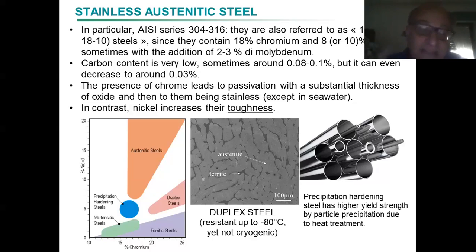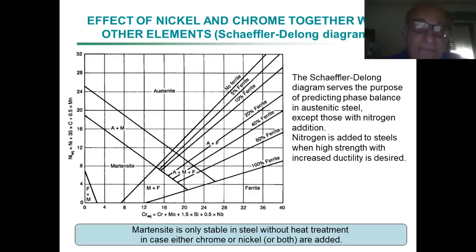Although duplex steel is not yet cryogenic, there are also some steels, I won't go into details of everything, that have a cryogenic effect that can go even further, possibly to work in atmospheres with liquid nitrogen and so on. A refinement of the graph I showed you before is the so-called Schaeffler-DeLong diagram.